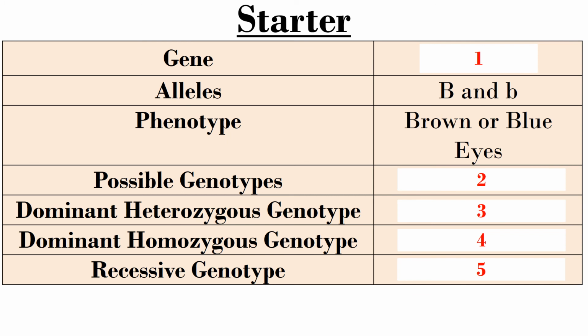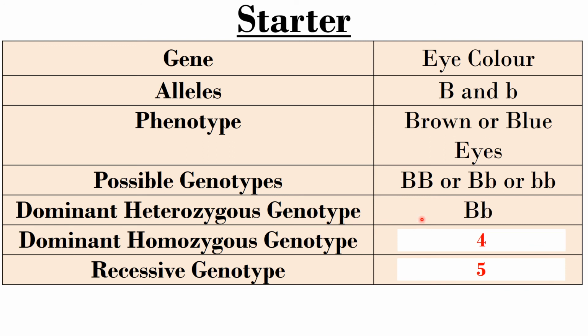So to begin with, there's 1 to 5, and again we'll use our eye colour as an example. So I want you to write down the answers for that. Press pause. So number 1, the gene here is for eye colour. But they've given us the alleles and the phenotype. So the possible genotypes, there are 3 possibilities: big B, big B, big B, small b, or small b, small b. Then the dominant heterozygous genotype is going to be that.